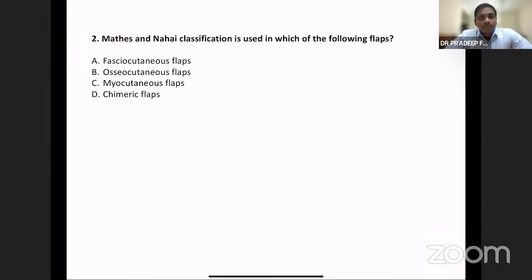So this question is based on the knowledge regarding the flaps. Previously we discussed the graft, and this is about the flaps. Mathes and Nahai classification is used in which of the following flaps? So for this, we need to know what a flap is. A flap is a vascularized tissue transfer.